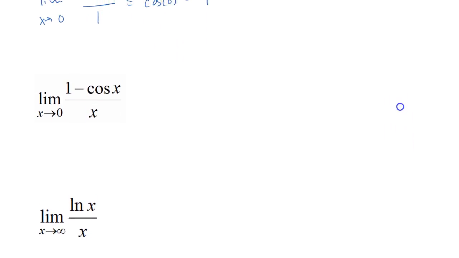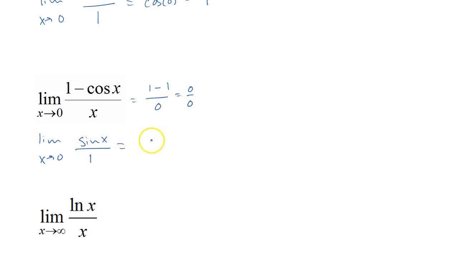As x approaches 0, of 1 minus the cosine of x divided by x. 1 minus 1 divided by 0. There is your indeterminate form, 0 divided by 0. So by L'Hopital, as x approaches 0, the derivative of the top will have a positive sine of x divided by 1.